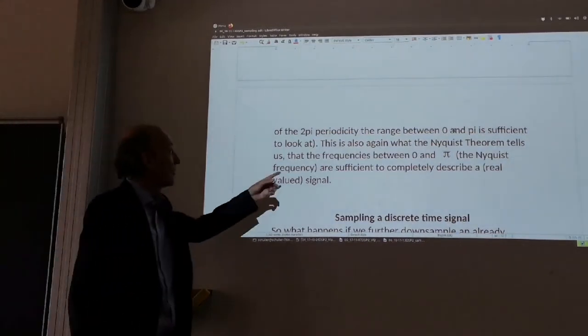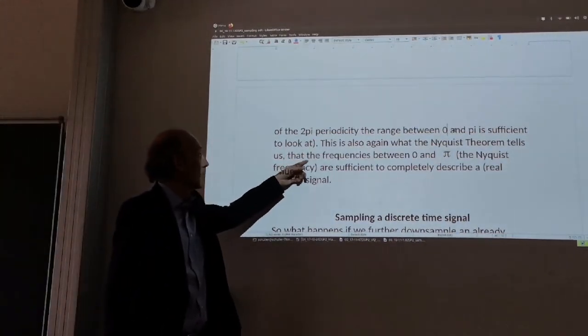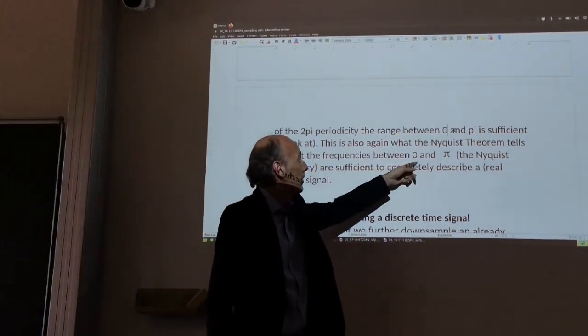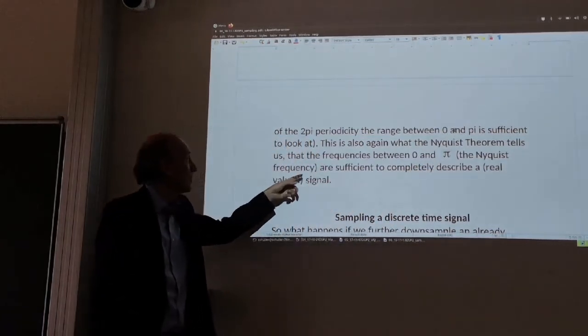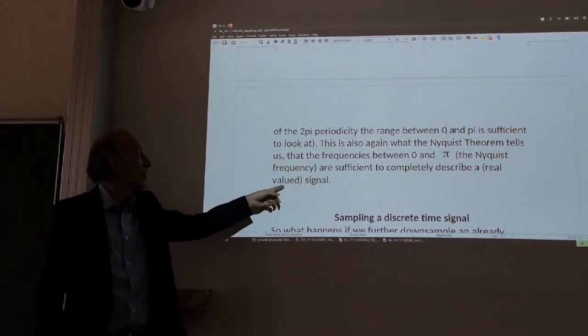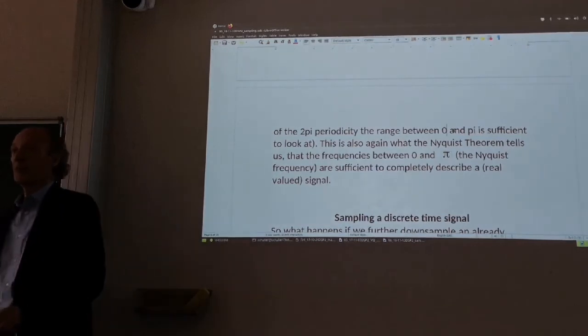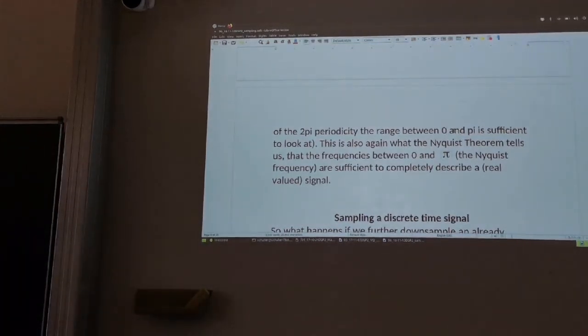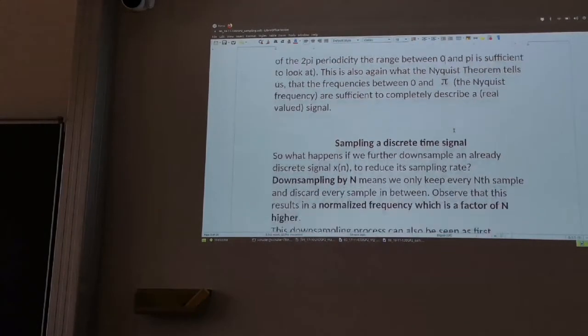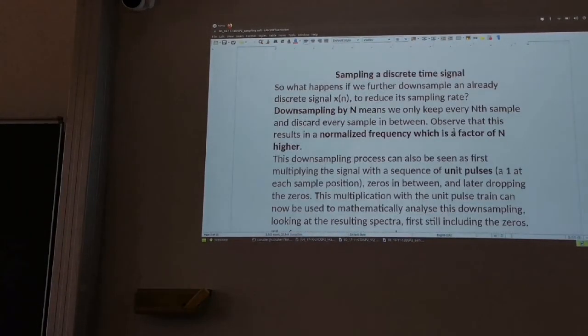So this is again what the Nyquist theorem tells us, that the frequencies between 0 and pi, the Nyquist frequency, are sufficient to completely describe the real valued signal. So Nyquist is for real valued signals. Nyquist theorem.